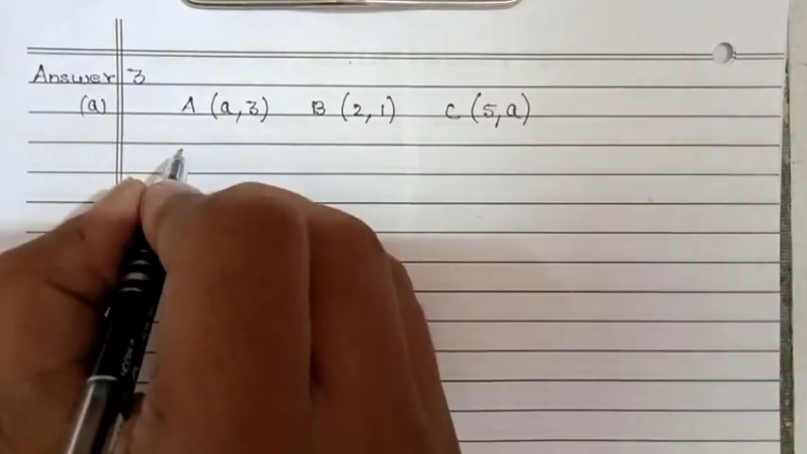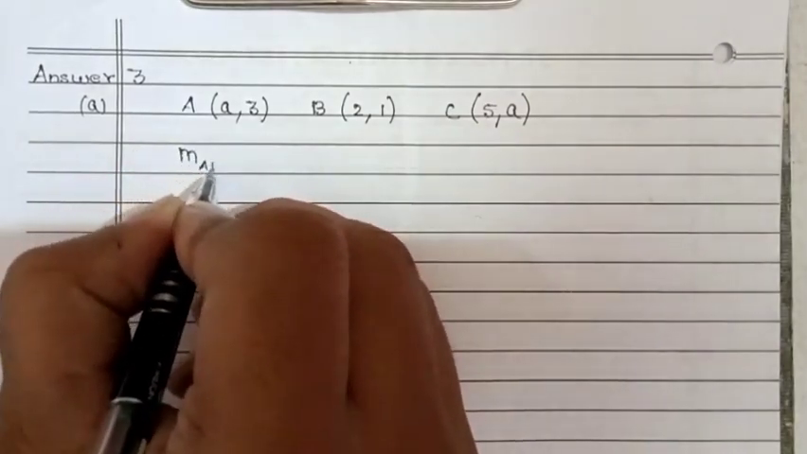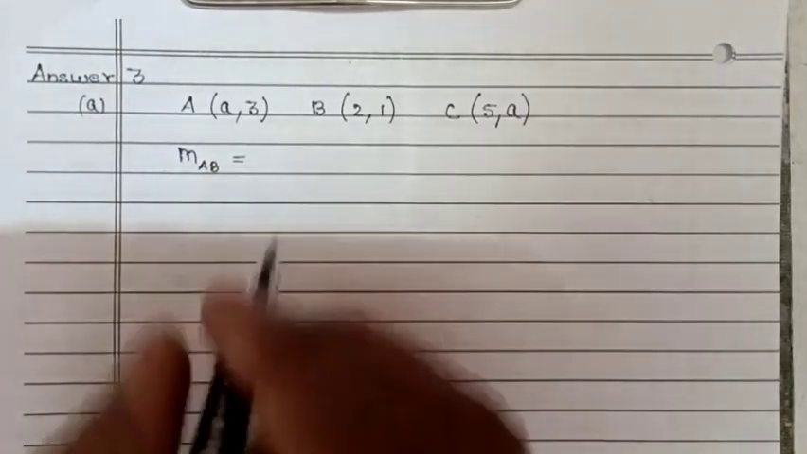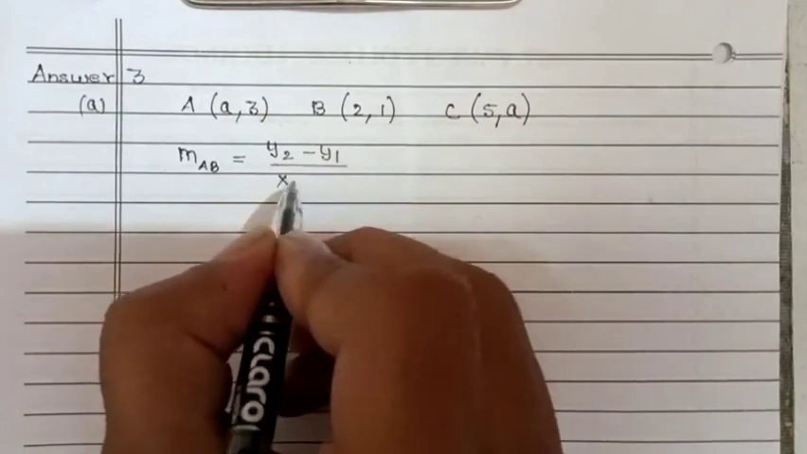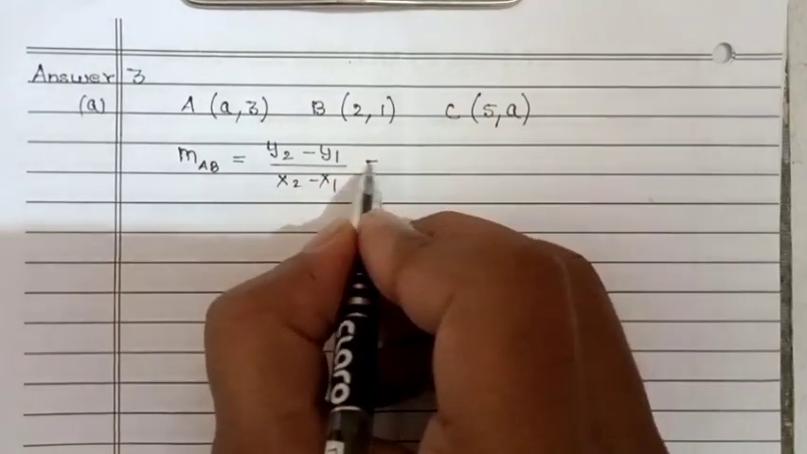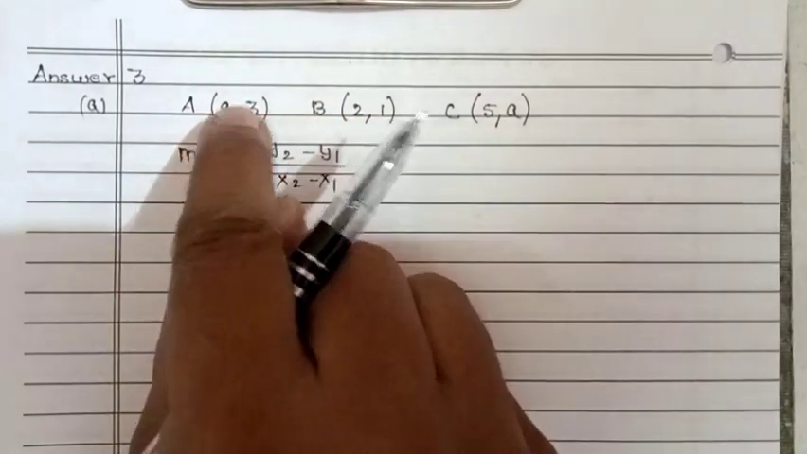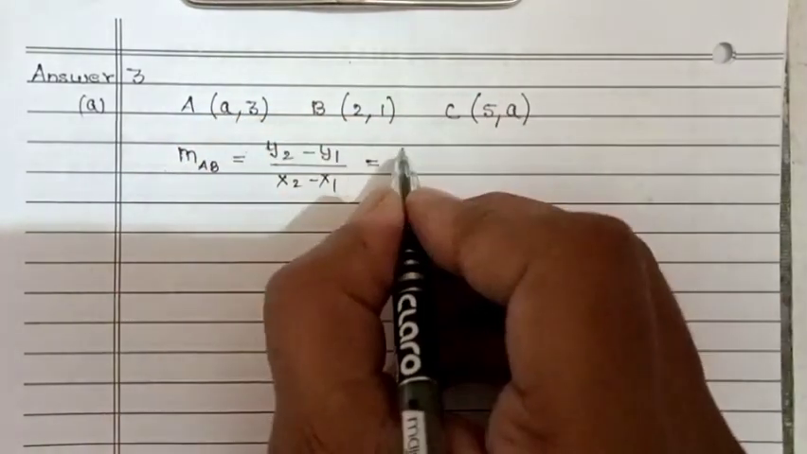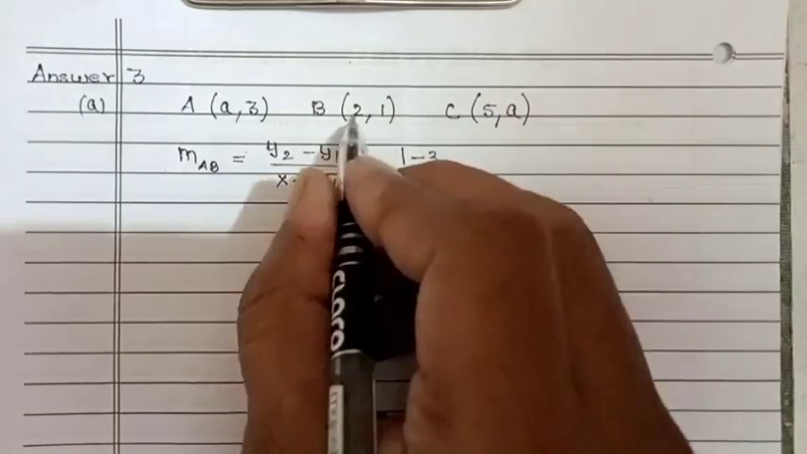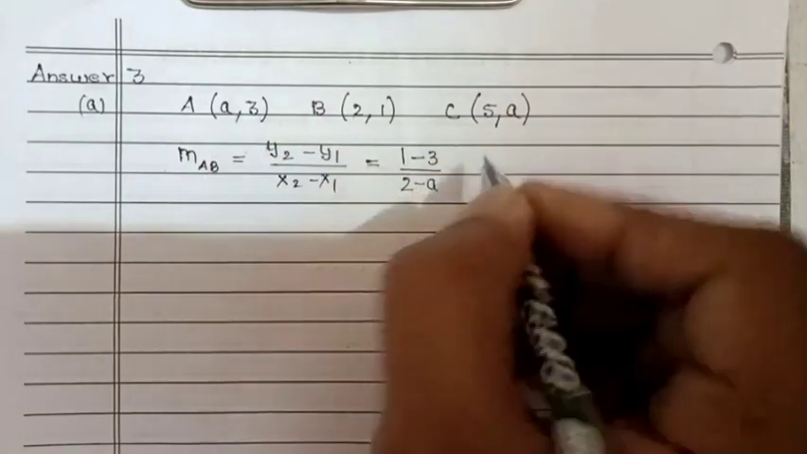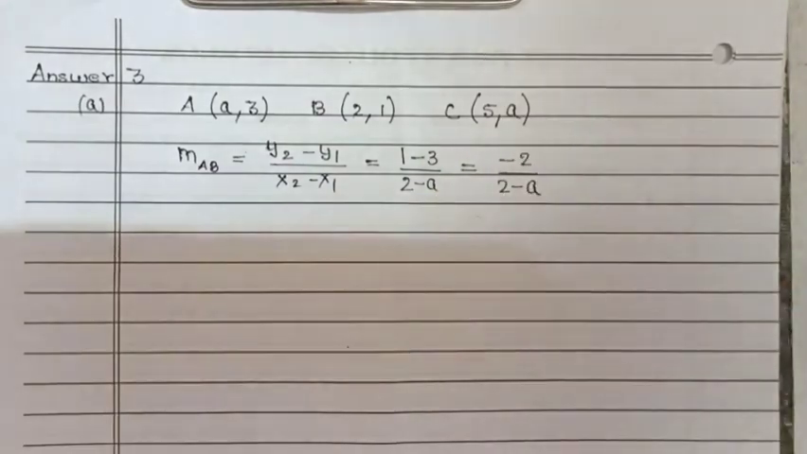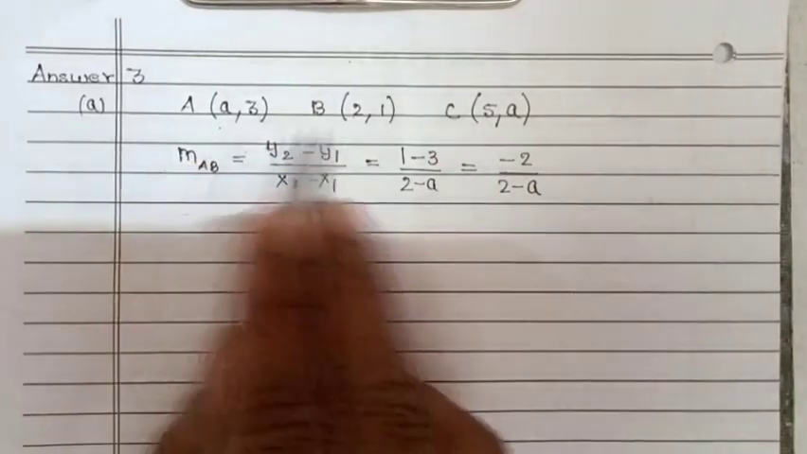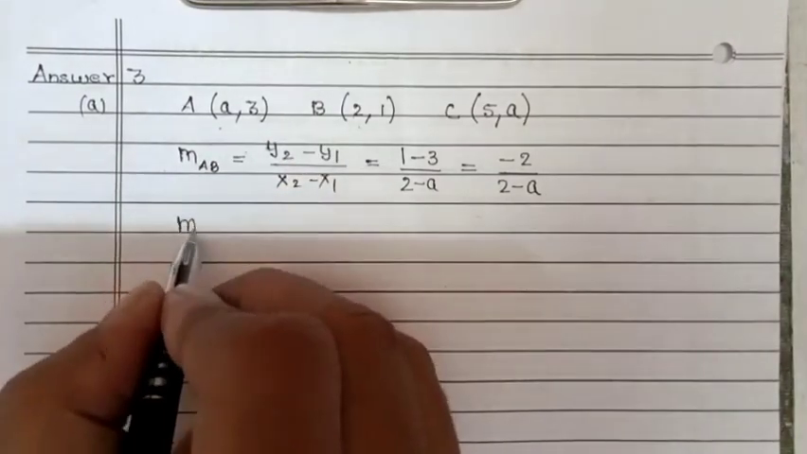So first of all, we can find slope of AB. MAB means we are finding slope of AB. So y2 minus y1 upon x2 minus x1. Considering these 2 points as x1 y1 and x2 y2, it's 1 minus 3 upon 2 minus a. So you are getting minus 2 upon 2 minus a. That is slope of the first 2 points AB. Now you can get slope of BC.